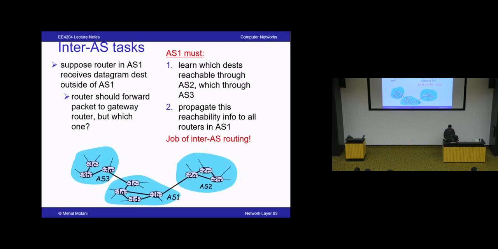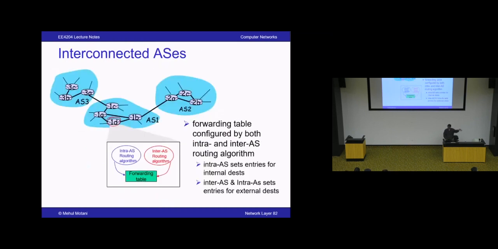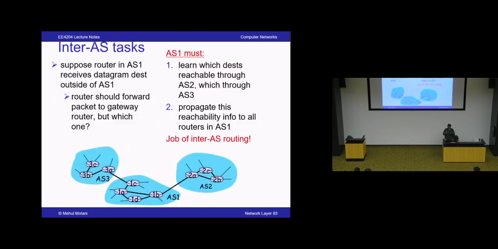The intra is just like before: you learn reachability within the autonomous system. With inter, you have to learn reachability between autonomous systems. For example, the nodes in AS1 have to learn which hosts are reachable through AS2 and which through AS3. Then you figure out which nodes are connected there, and you have to propagate this to all nodes in AS1.